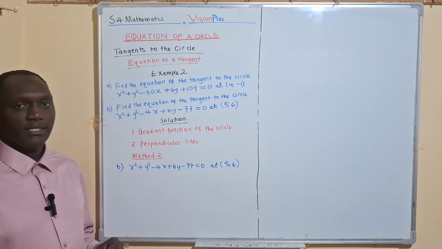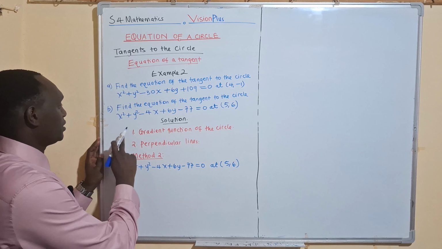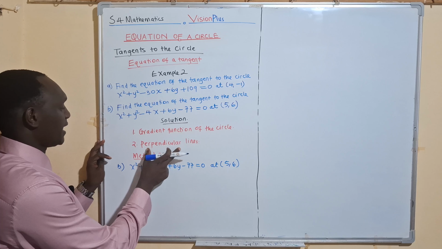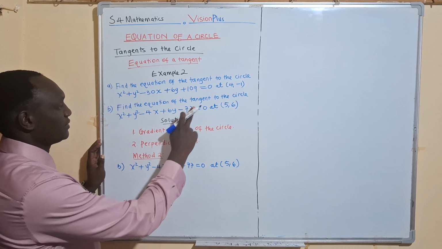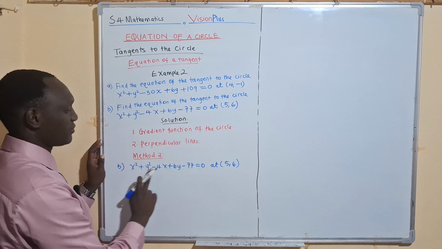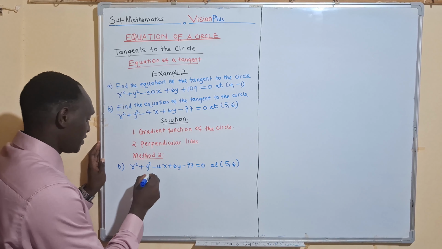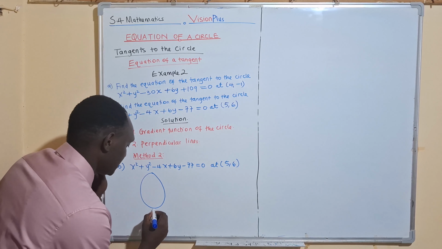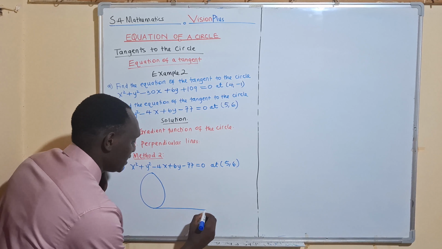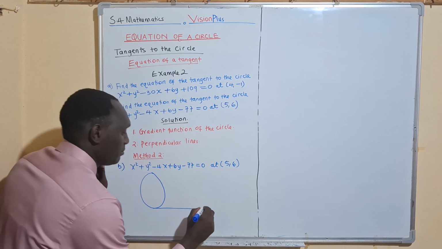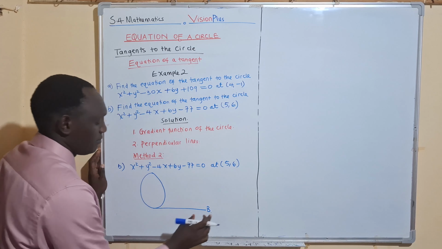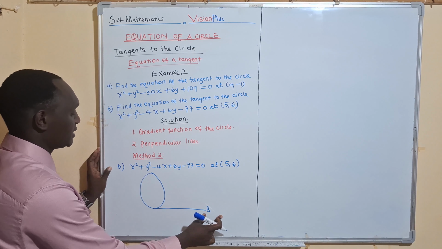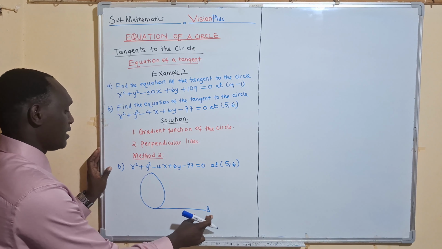And then going to part B, we want to use the second method, method 2, of perpendicular lines to find the equation of the tangent to this circle at that point. To visualize it better, we draw a circle, then we assume that the tangent is touching the circle at this point and it is coming from maybe point B. But the coordinates of the point where the tangent is drawn are not given.